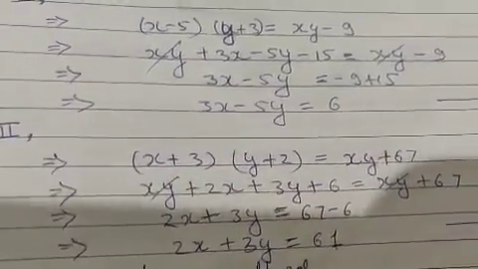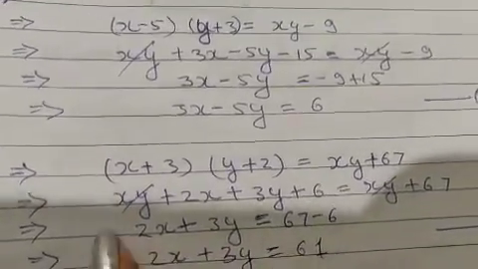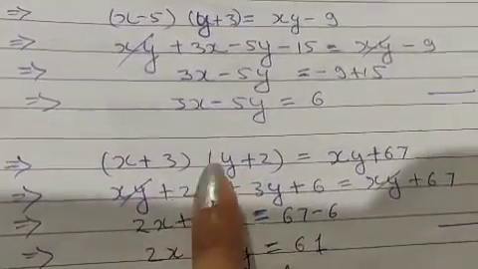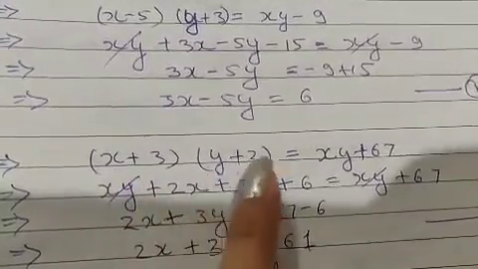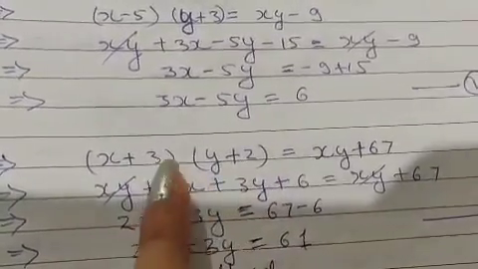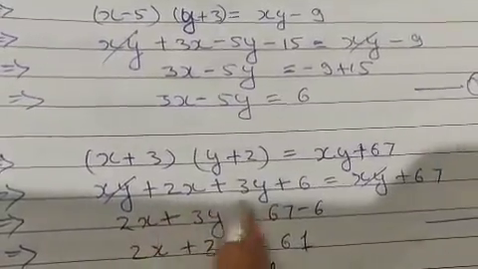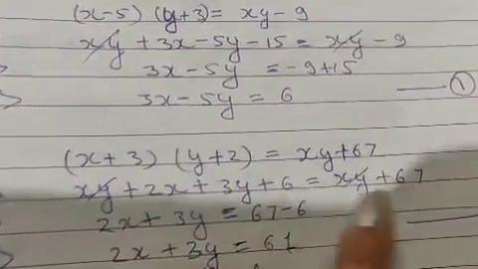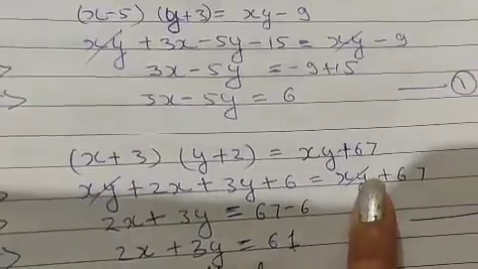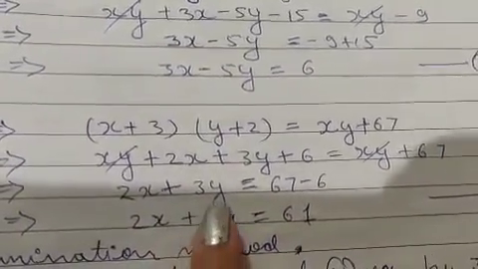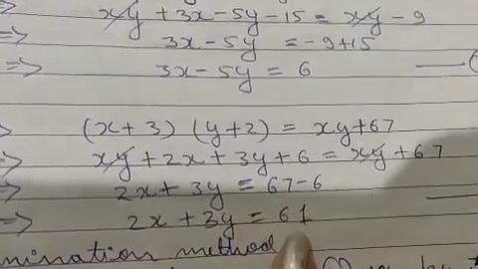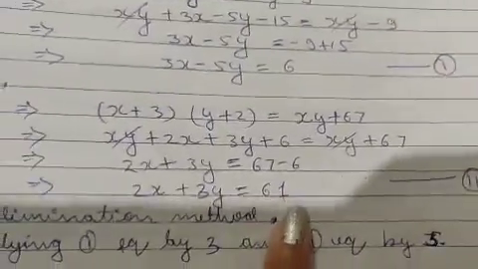After simplifying, now open the bracket, this will be distributive multiplication: x into y, then x into 2, then 3 into y, then 3 into 2, and this is equals to xy plus 67. Now xy on both sides of the equation will again be cancelled out, so we'll get 2x plus 3y is equals to 61. This is the second equation.